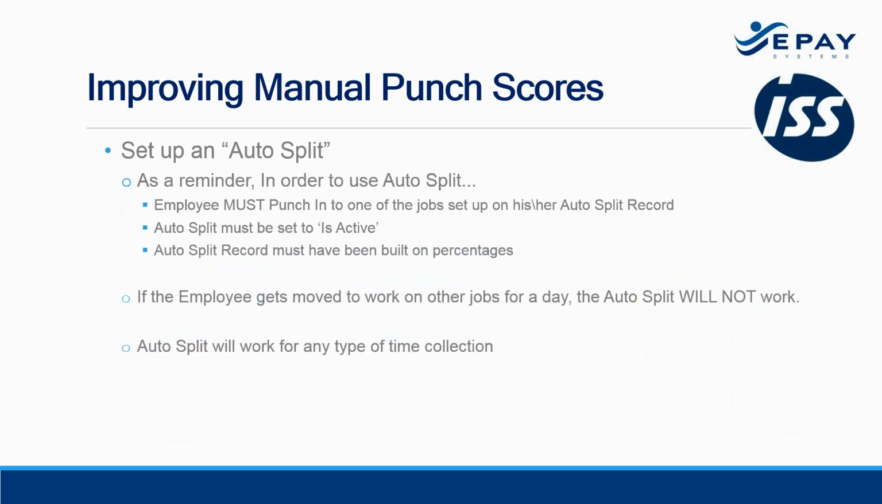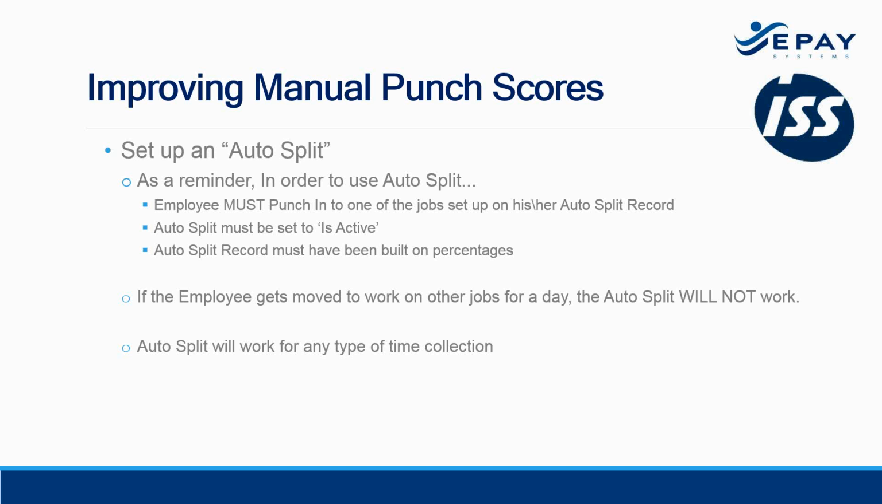So in saying that, if the employee has to move around to another job, maybe we have an auto split set up for the employee on Tuesdays, and we need to have coverage today. We have an emergency, we have to move him over to another job to cover a shift there that is not on this auto split. Well, in that case, if the employee gets moved to work on other jobs for the day, the auto split is not going to work. The auto split is going to be totally ignored, and wherever they punch in and punch out that day is where the time is actually going to reside.